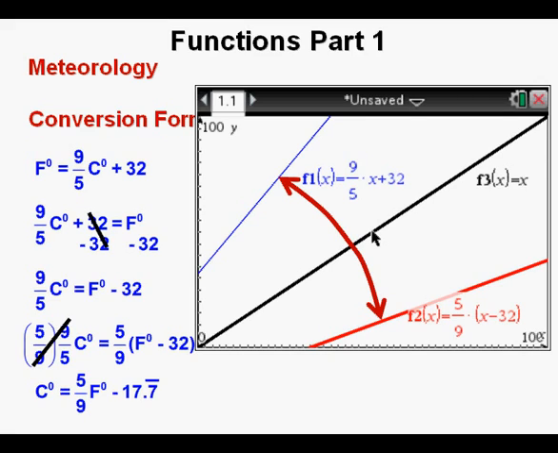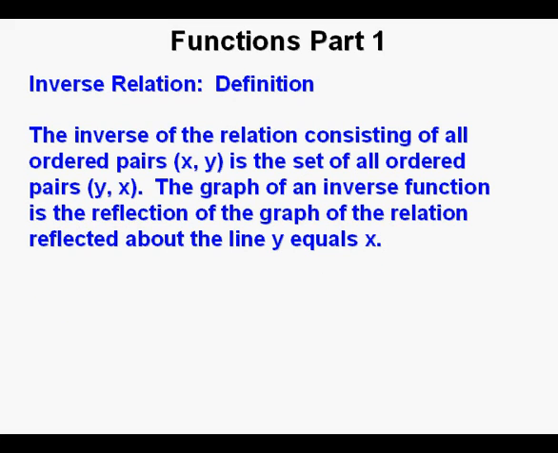Again, as in the example with sales tax, these functions are reflections of each other about the line y equals x. The red and blue lines are reflections of each other about the line y equals x. Now that we've gone over a couple of real-world examples, let's go over the definition of the inverse of a relation or function. The inverse of the relation consisting of all ordered pairs x, y is the set of all ordered pairs y, x. Also, the graph of an inverse function is the reflection of the graph of the relation reflected about the line y equals x.